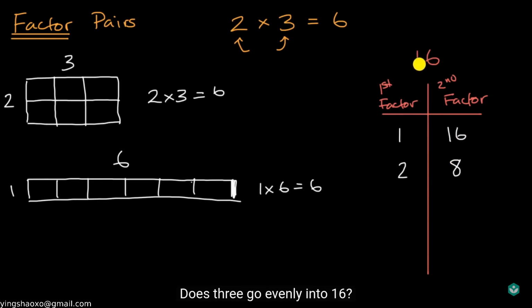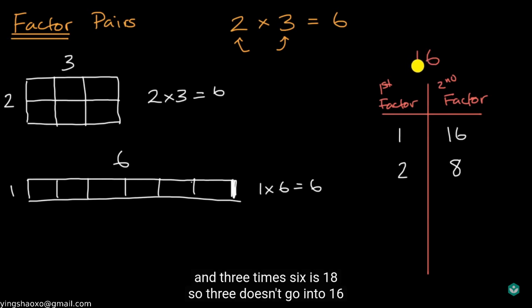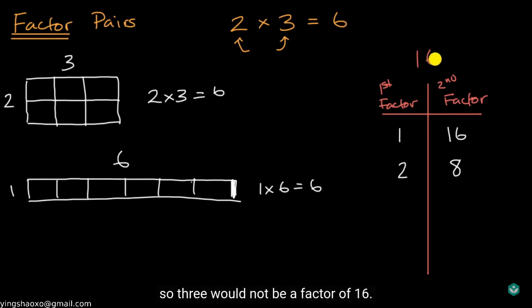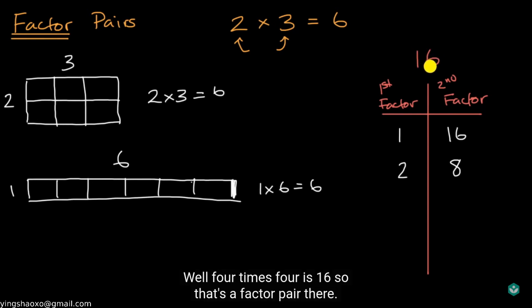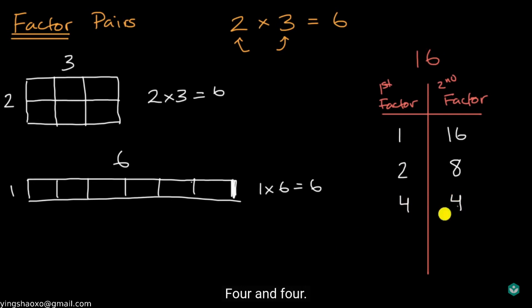Now what about 3? Does 3 go evenly into 16? Well, no, 3 times 5 is 15, and 3 times 6 is 18. So 3 doesn't go into 16. So 3 would not be a factor of 16. What about 4? Well, 4 times 4 is 16. So that's a factor pair there, 4 and 4.